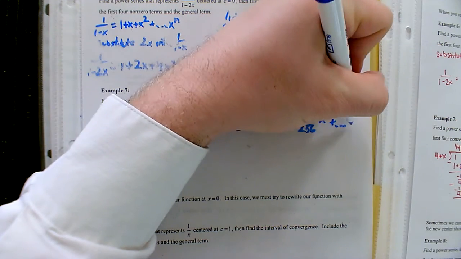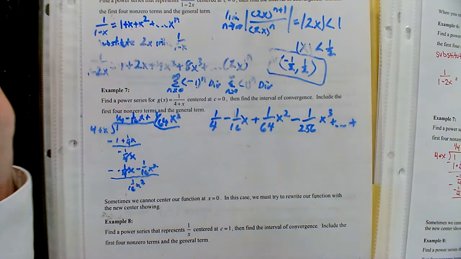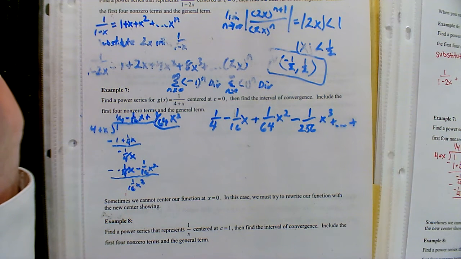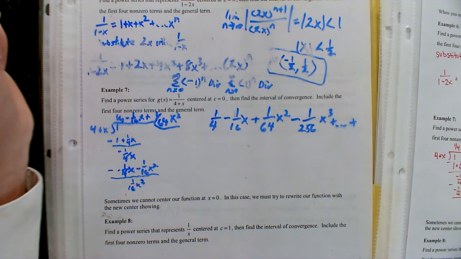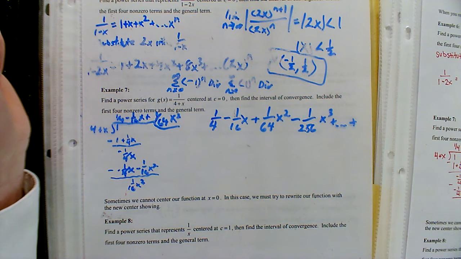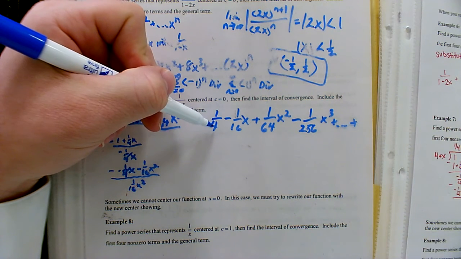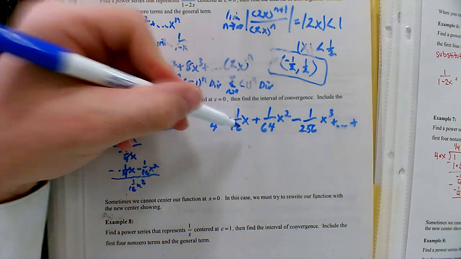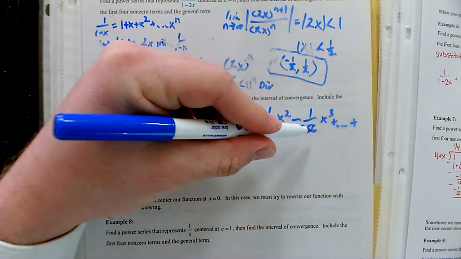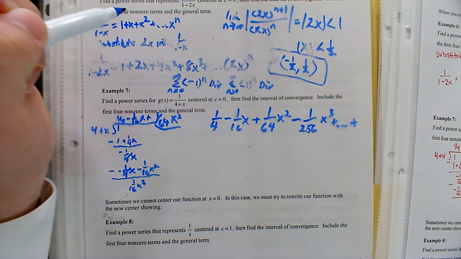So how did Eric find that? 1 over 256. So if you think about the denominator part, this is just 4 to the first, 4 to the second, 4 to the third, 4 to the fourth. So it's going to continue on in that pattern if you think about the denominator.